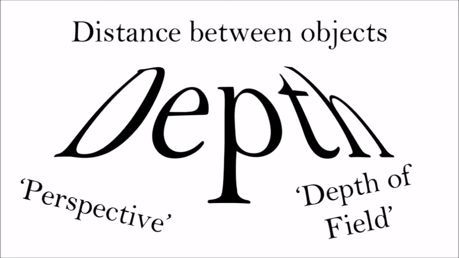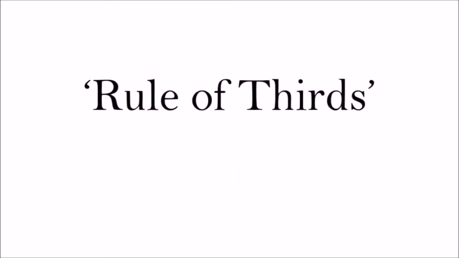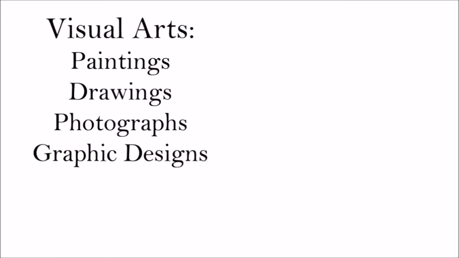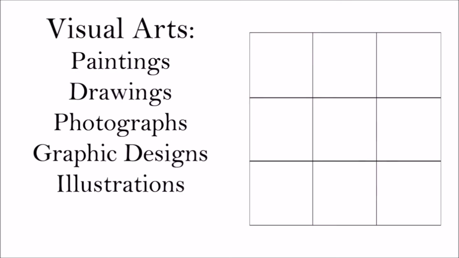To understand depth, we also have to look at the rule of thirds, first proposed by John Thomas Smith in 1797. The rule of thirds can be applied to almost all visual arts, including paintings, drawings, photographs, graphic designs, and illustrations. In the rule of thirds theory, we use a 9-square grid. When the horizontal and vertical lines meet, this gives us an area of interest in an artwork. Areas of interest would usually be placed around these specific points to make artworks more visually stimulating.